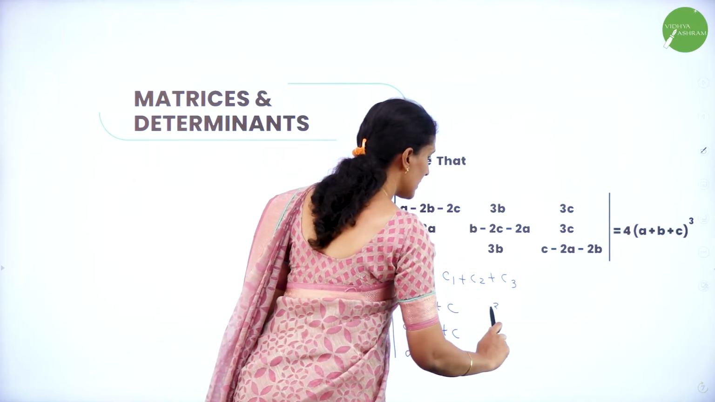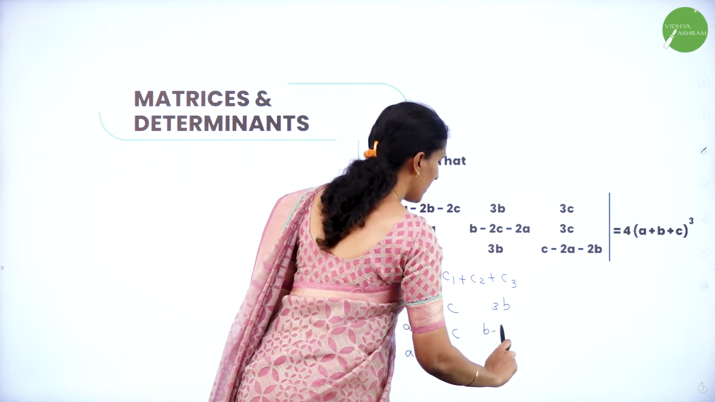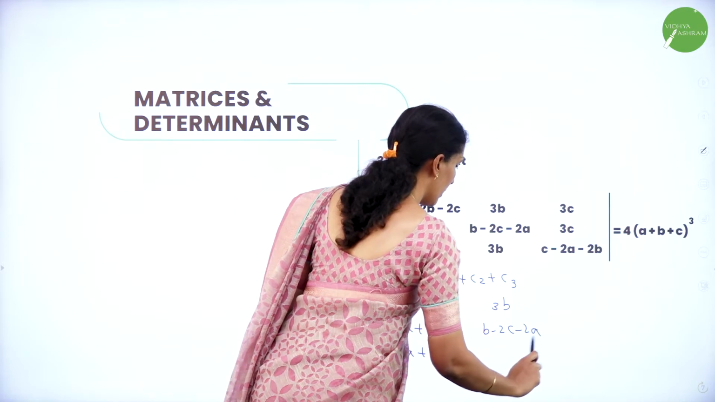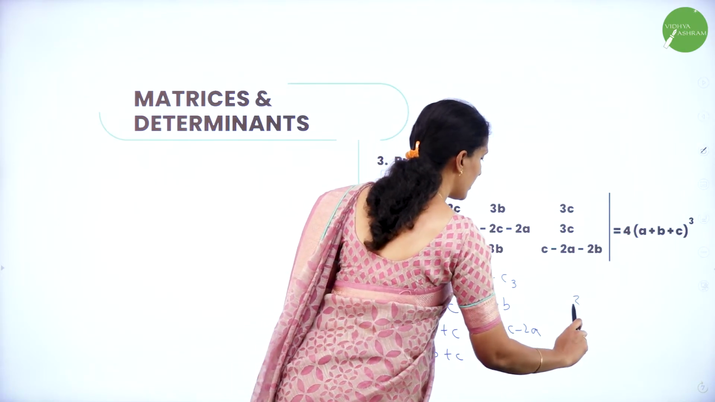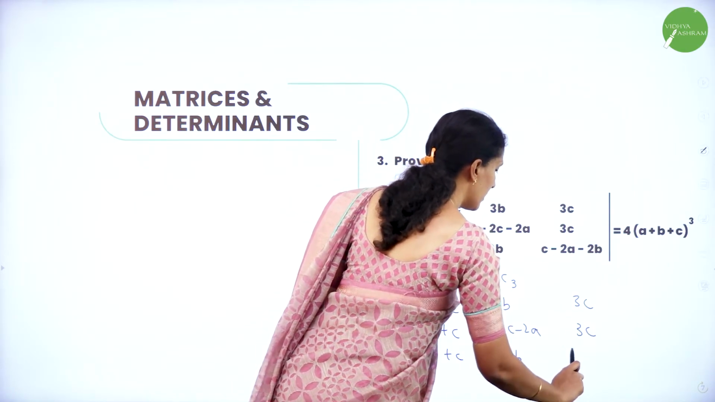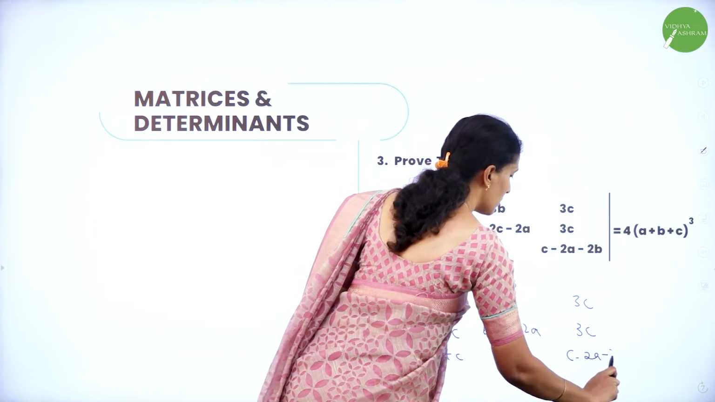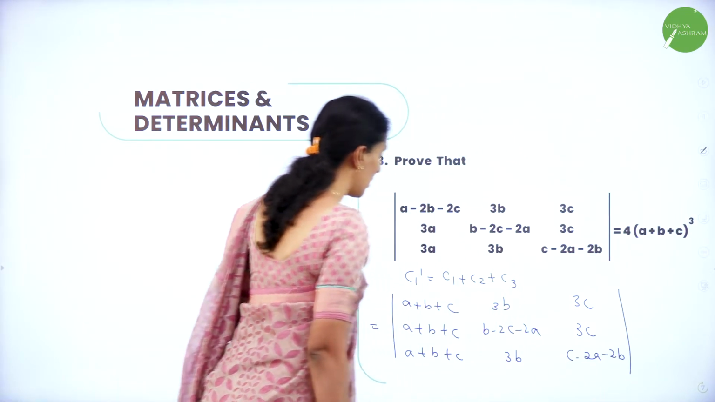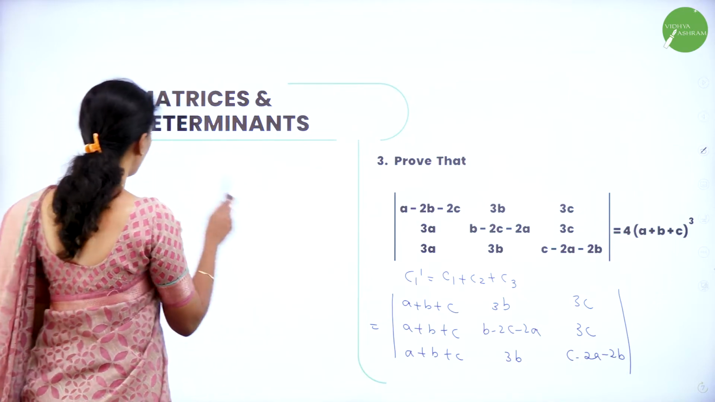And write it as it is: 3b, b minus 2c minus 2a, 3b. Here again 3c, 3c, c minus 2a minus 2b. Now take a plus b plus c outside.